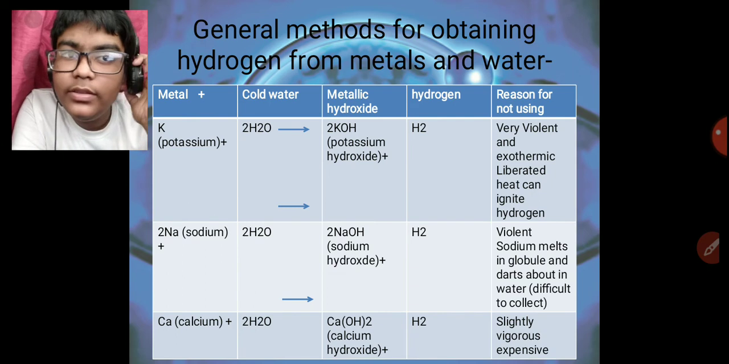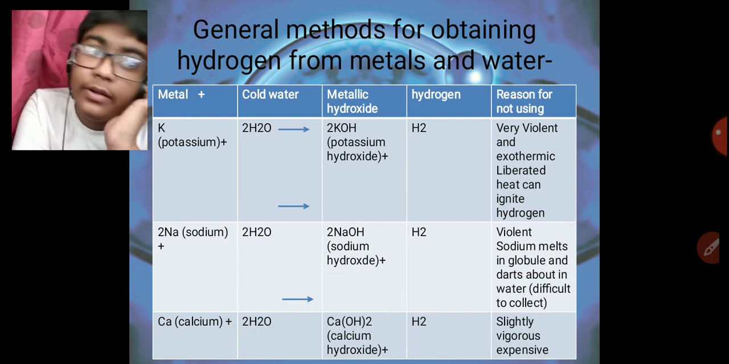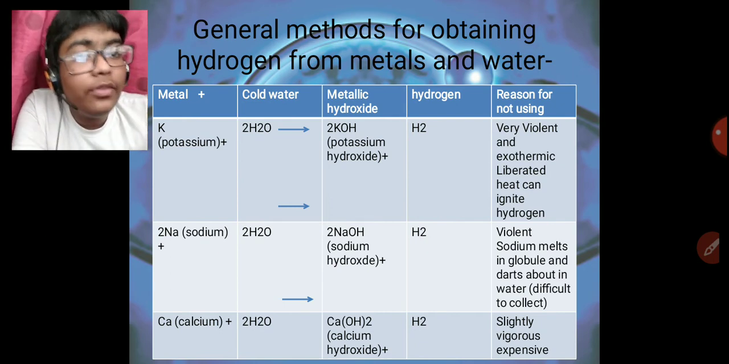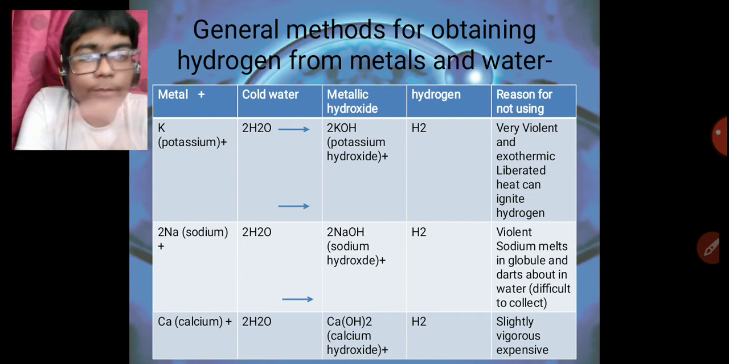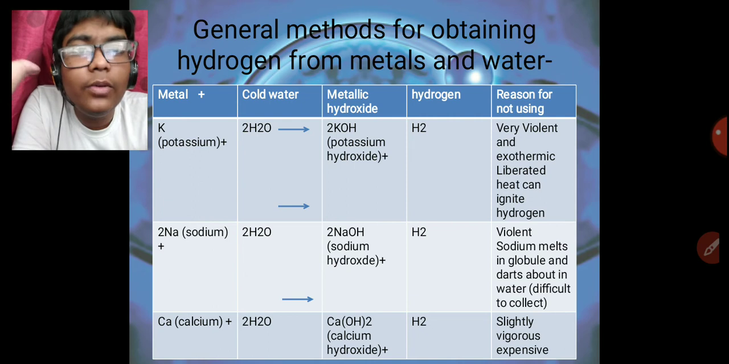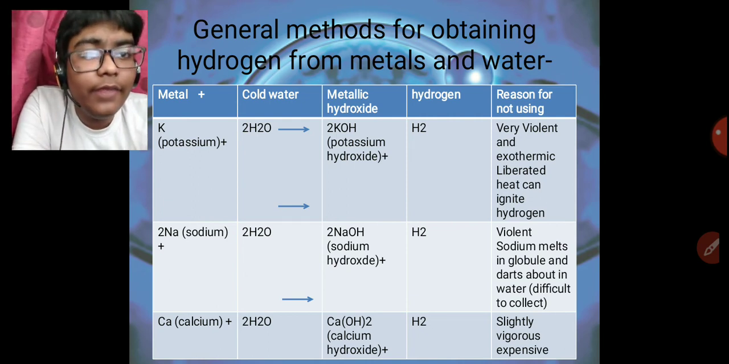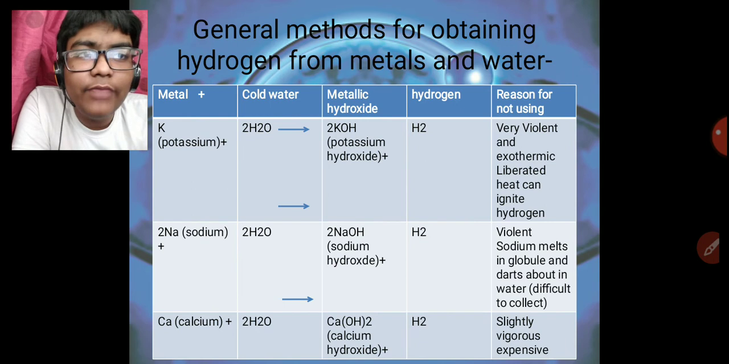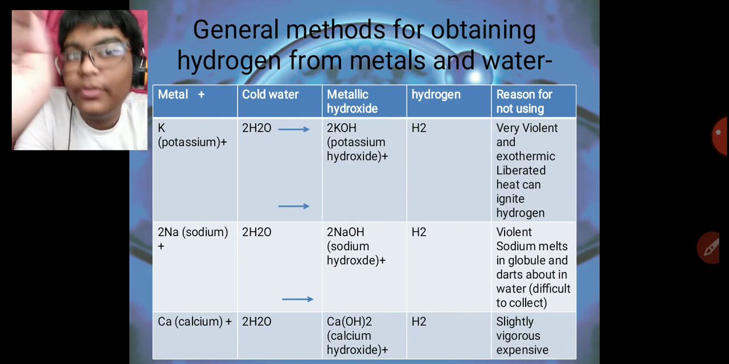Sodium reacts with water, giving you again sodium hydroxide and hydrogen. Again, this reaction is a little violent, and also the sodium melts into a globule and darts about in the water. So it becomes difficult to collect this hydrogen. Again, calcium, if you react it with cold water, you will get calcium hydroxide and hydrogen. This reaction is slightly violent, but the main reason is that calcium is expensive, so you can't use calcium.